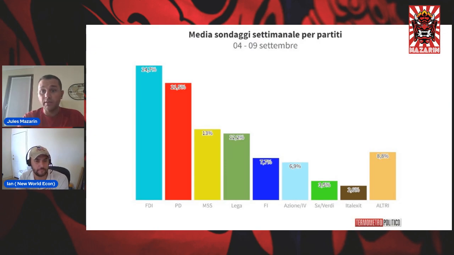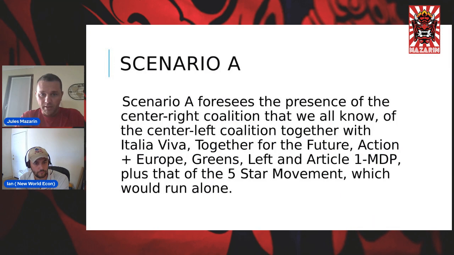Okay, Italexit, that you see the last one, is a party that is also anti-system. The leader is Gianluigi Paragone. They are collecting a lot of voters from No Vax or whatever.